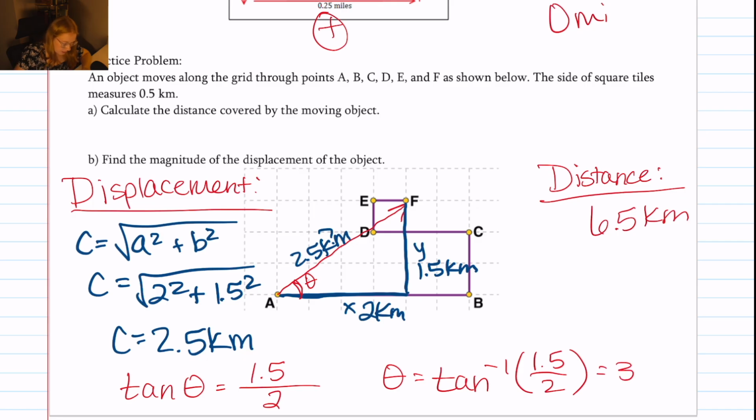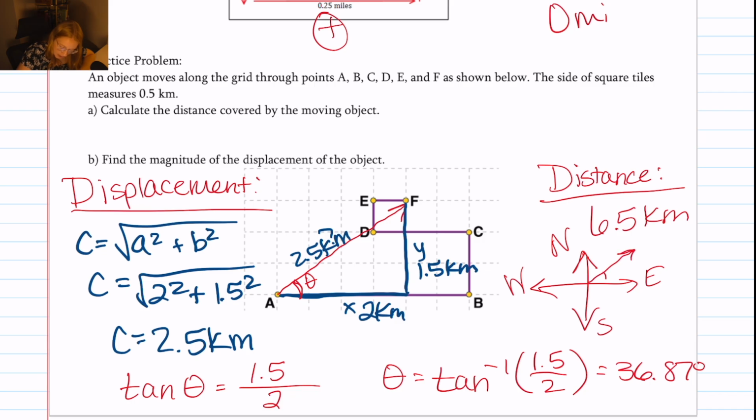And I got 36.87. Let's also attach a cardinal direction to that, because I still don't know what direction it is. I just know it's 36 degrees from the horizontal. So let's look at our cardinal directions. I'm going to take this vector from A to F and sketch it on the cardinal map. If I look at my cardinal directions, it's closer to the east, but it skews towards the north.